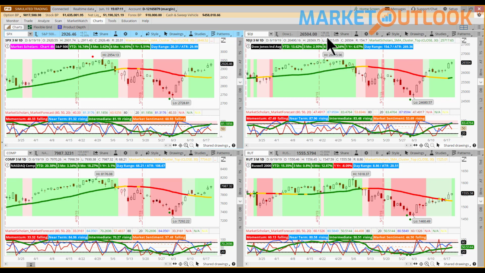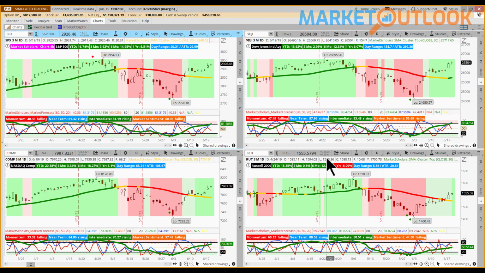The Dow Jones was up 0.15% today. NASDAQ Composite was the biggest winner of these four, up 0.42%. And then the Russell 2000 was up 0.35%. So decent days across the board. Wasn't the biggest candles or anything like that.